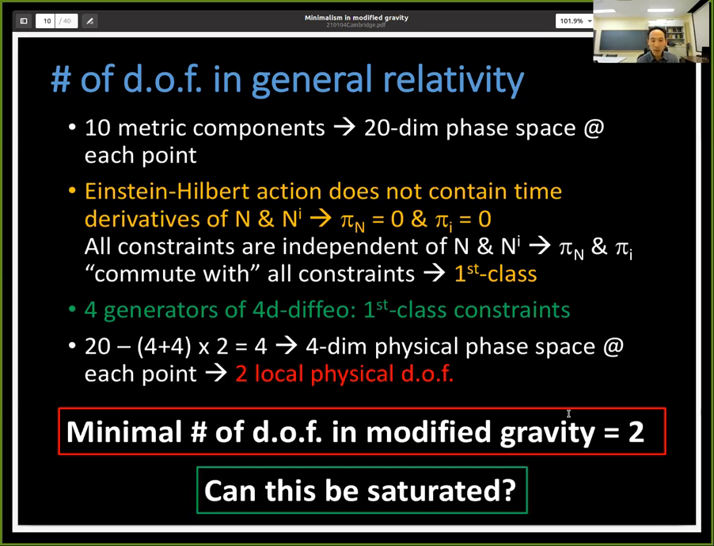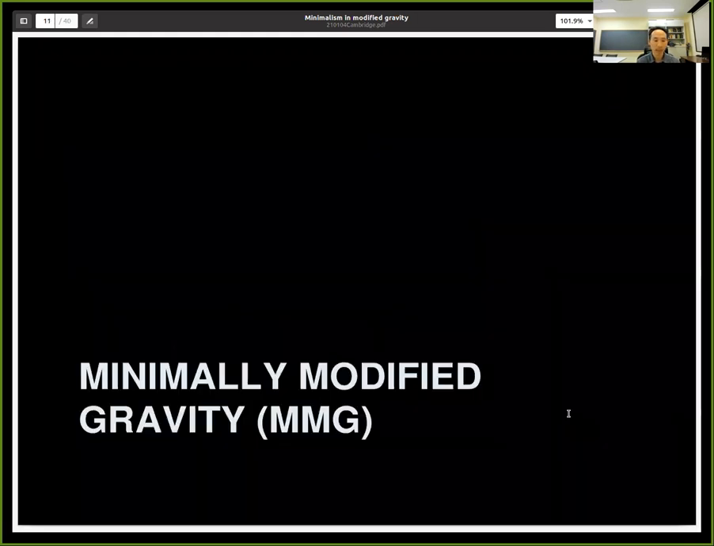The question here is this: can this be saturated? In other words, can we find a non-GR theory with 2 degrees of freedom? This is the question that I want to ask in this talk. And this is the motivation for minimally modified gravity, MMG.